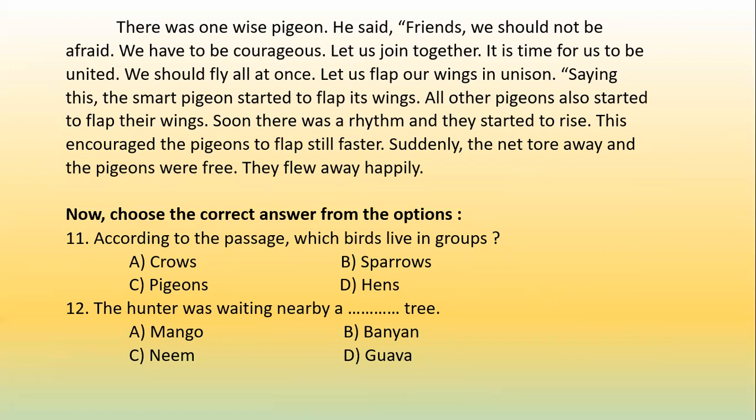Hens. So you will put the Roman number 2 in your answer booklet, and underneath that 11 number, and you will give the answer. What is the answer? Yes, you are right. C. Pigeons. Now, 12th one. The hunter was waiting nearby a dash tree.